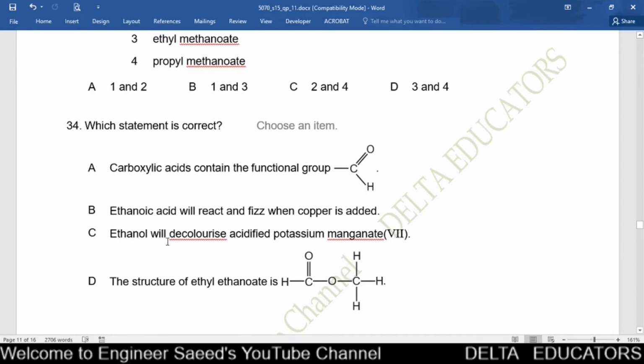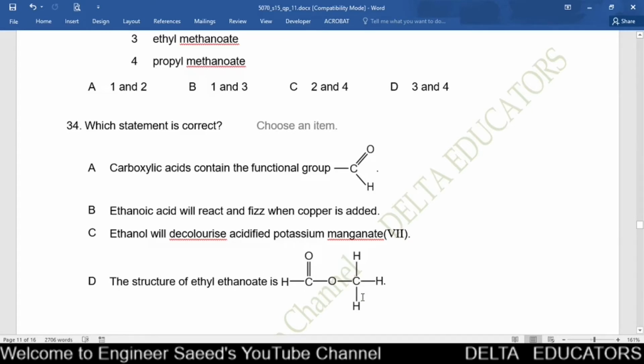Option C. Ethanol will decolorize acidified potassium manganate. Yes, this one is correct. Ethanol reacts with potassium manganate and it is converted to ethanoic acid. This ethanol is oxidized to ethanoic acid. So this potassium manganate will be decolorized. So this option C is correct option. Option D. The structure of ethyl ethanoate is.